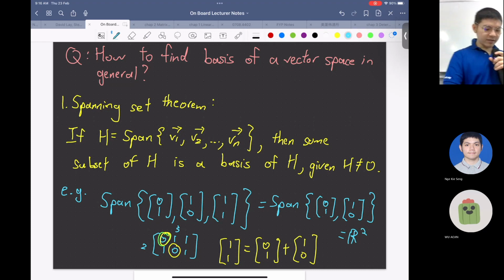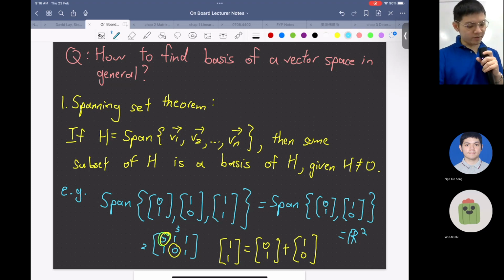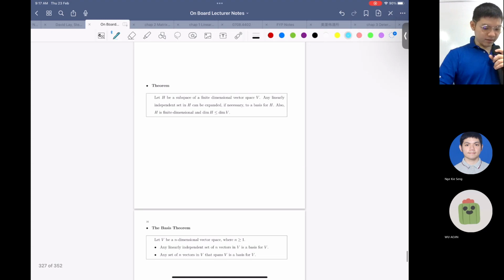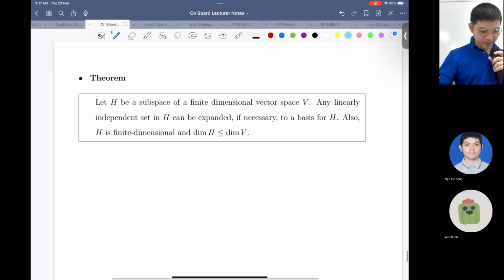So this is the spanning set theorem. What is the spanning set theorem talking about? If you have a spanning set of vectors, you can throw away enough such that you reach a linearly independent set, so that you form a basis.